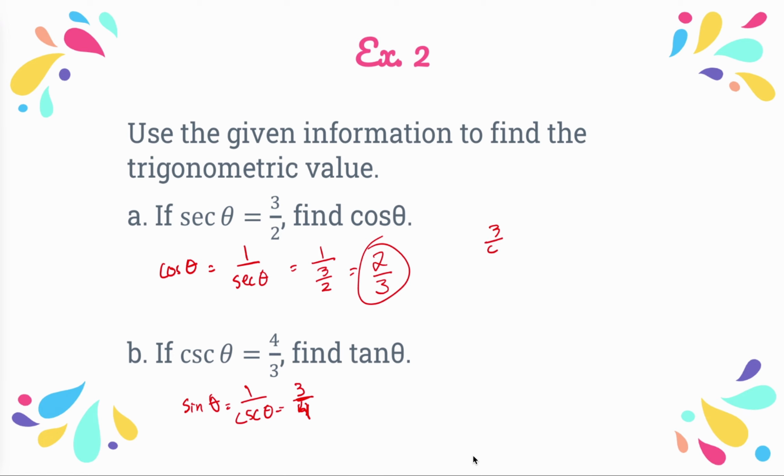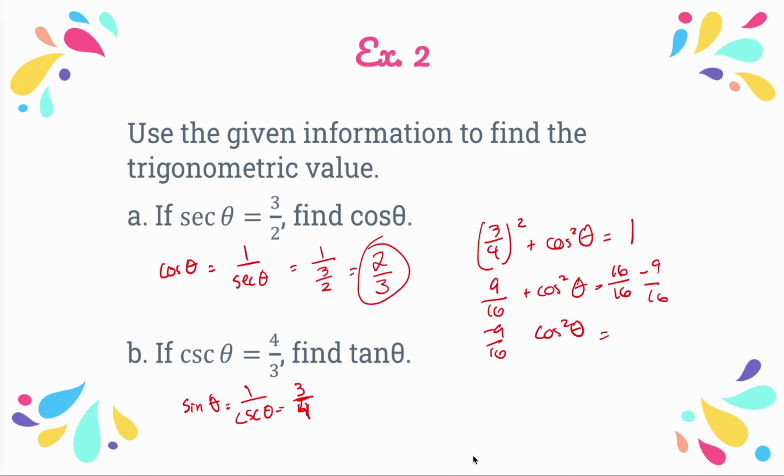So 3/4 squared plus cosine squared theta equals 1. This is going to be 9 over 16 plus cosine squared theta equals, we'll make this 16 over 16 so that we can subtract 9 over 16 from both sides and get that cosine squared theta equals 7 over 16. Take the square root of that and get that cosine theta equals square root 7 over 4.